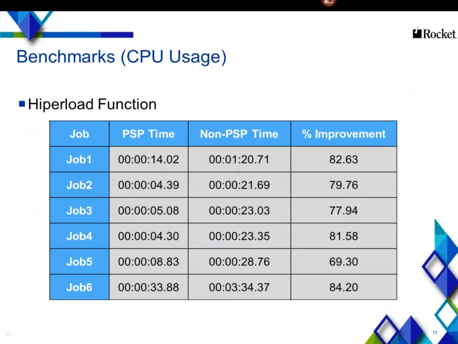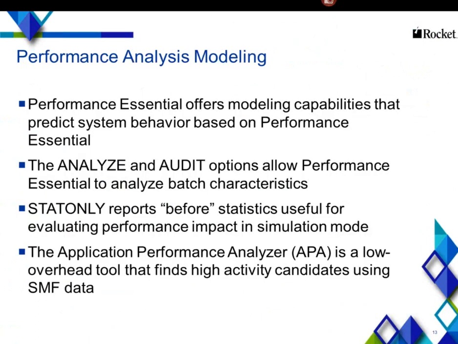The last slide on CPU usage statistics is for VSAM load functions. The reduction in CPU usage is much higher for VSAM loads, as you can see here. CPU usage shows about a 78% up to an 85% reduction. Performance Essential also has modeling capabilities that can predict EXCP savings based on the system behavior.